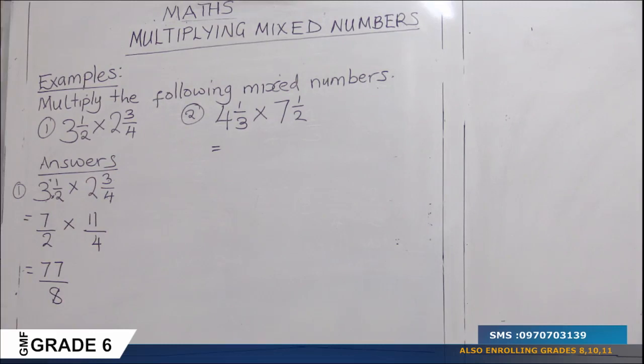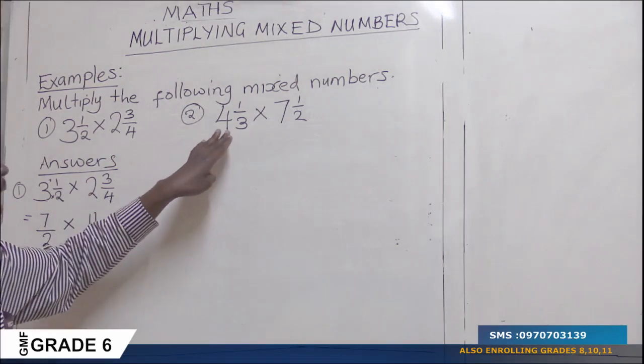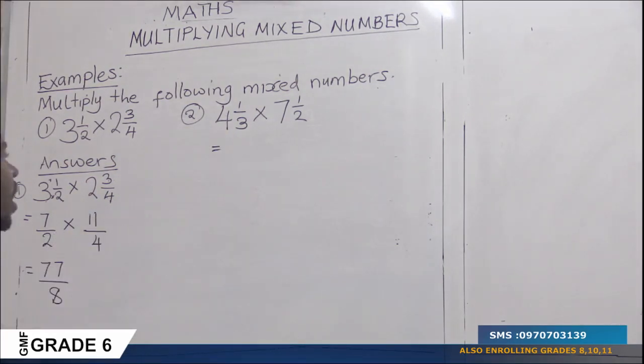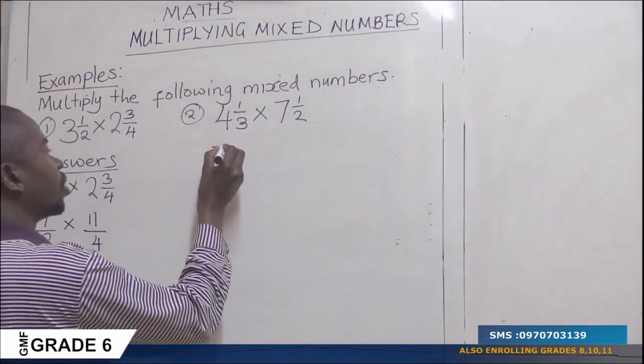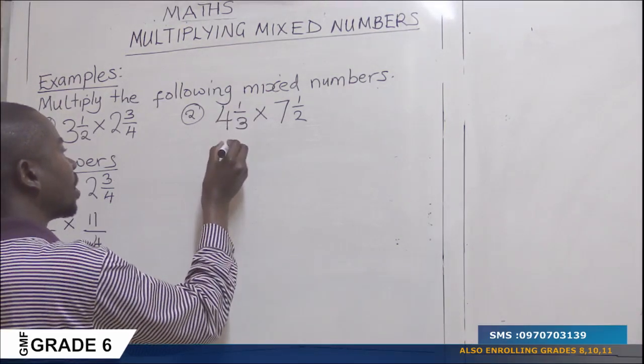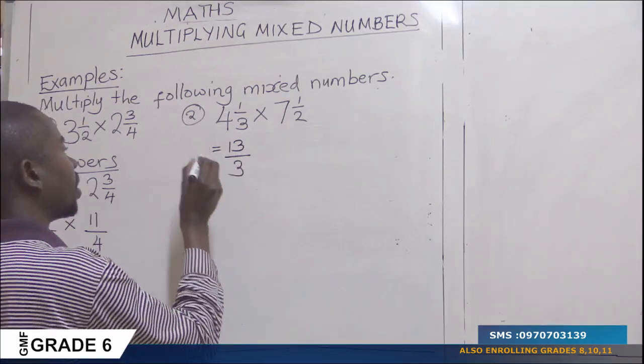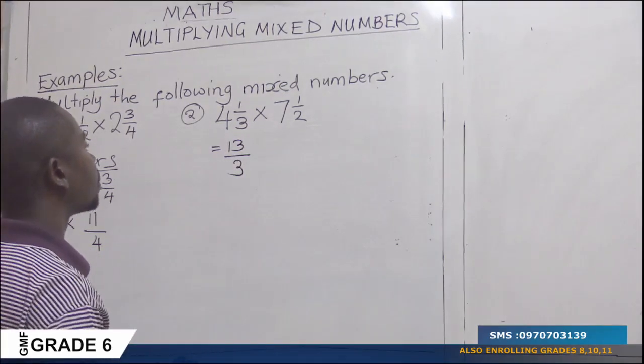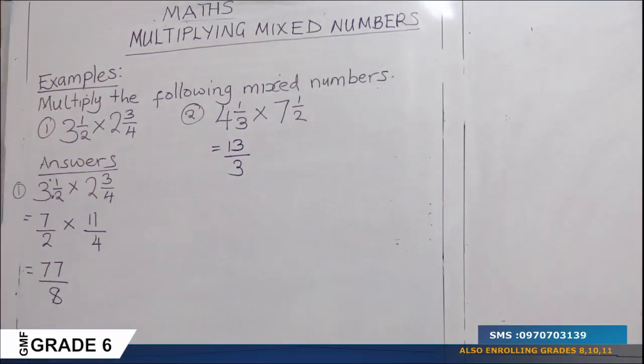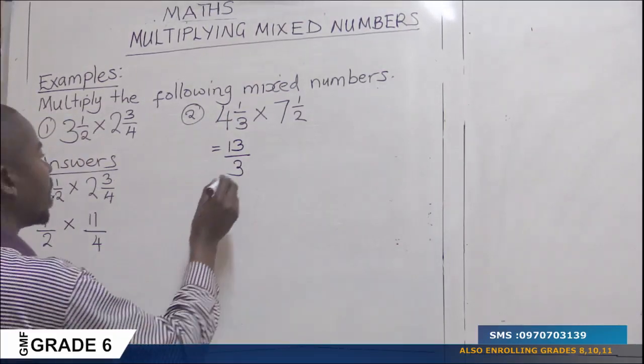Boys and girls, what is 4 times 3? 4 times 3, the answer is 12. So the answer is 12 plus 1. The answer is 13 over 3.